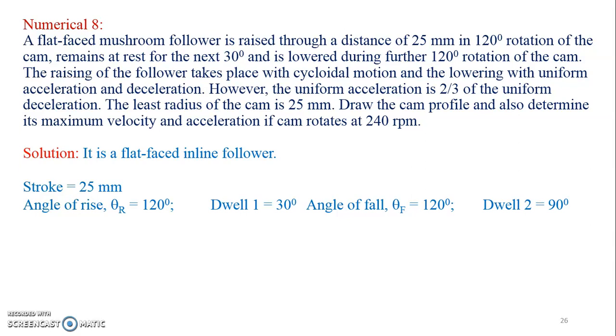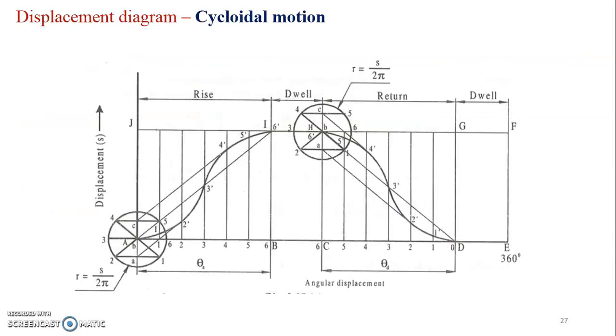So the next step is to draw the displacement diagram. But we know that here the angle of rise follows cycloidal motion. We have not discussed it before, so I'll just give a brief about how the cycloidal motion displacement diagram is drawn. In this particular example, the angle of rise and fall both follow the cycloidal motion. The way to draw is the same. First you divide the angle of rise and angle of fall into 6 equal parts and draw the vertical lines. That is the same for all.